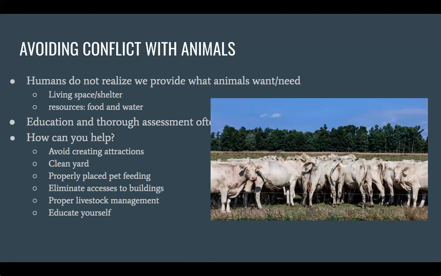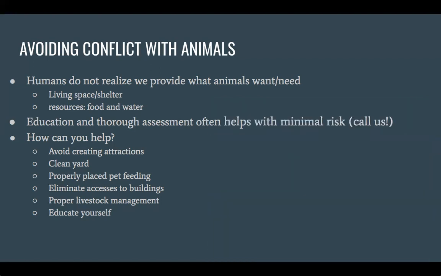Not keeping your livestock too close to the forest edge or corralling them to a safe area, and even getting preventative methods, tools that could keep big predators away, such as donkeys. Donkeys are very territorial and can help keep jaguars away from livestock. And last but not least, educate yourself on these topics and what you can do to avoid them.